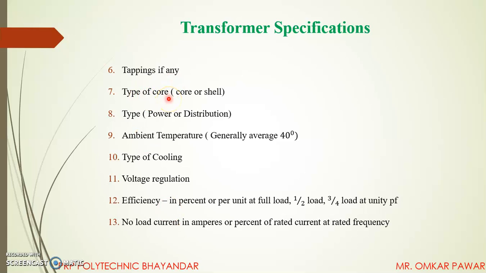Type of core, that is core or shell type. Type, whether the transformer will be used as a power transformer or as a distribution transformer. Ambient temperature, generally average 40 degrees Celsius. Type of cooling, which methods are preferred for distribution transformers and power transformers, for cooling of the oil.